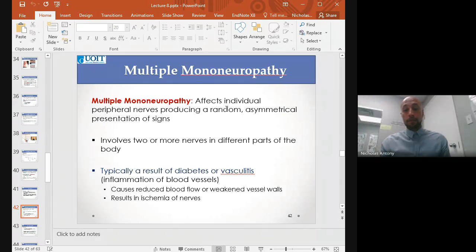It's typically not symmetrical. It's not equal on both sides of the body. It's particularly just one area. And it's as a result of reduced blood flow, which could be vasculitis, the main reason, or diabetes sometimes. You get one blood vessel that can be affected. But when you have a loss of blood flow to one area, you get ischemia, or no oxygen going to that part of the body. The nerves in that area will die.